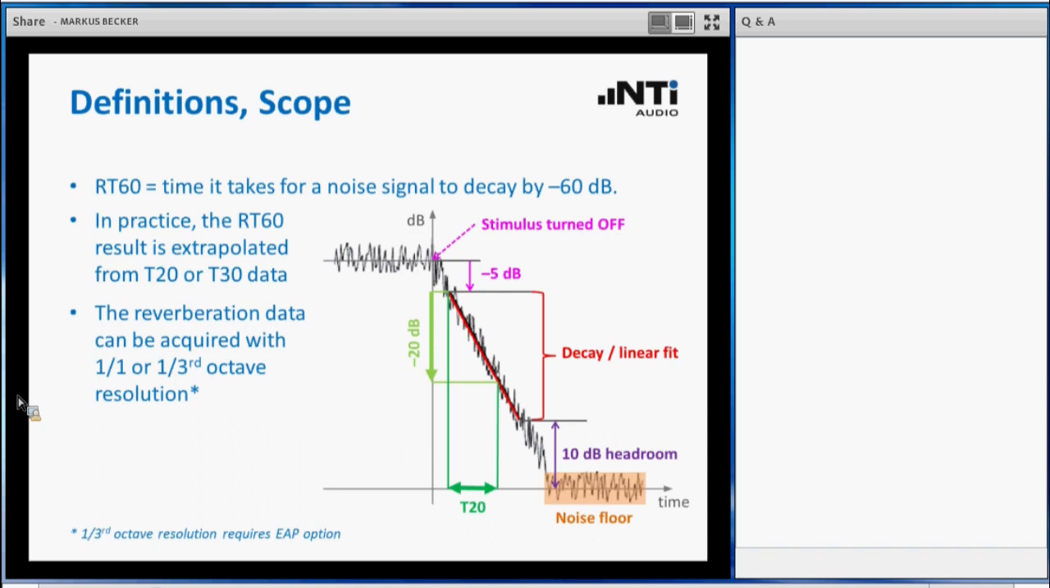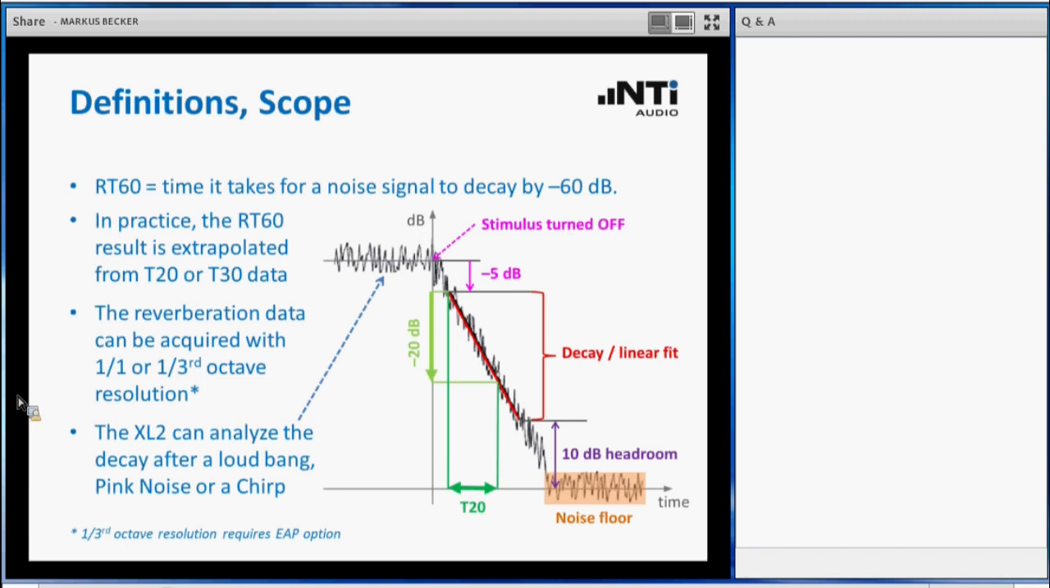Another important piece of information is that the reverberation time is frequency dependent. For that reason, you should always measure it with a spectral resolution, and typical resolutions are octave or third octave resolutions. Keep in mind the third octave resolution on the XL2 is only available if you have the extended acoustic pack installed on that instrument.